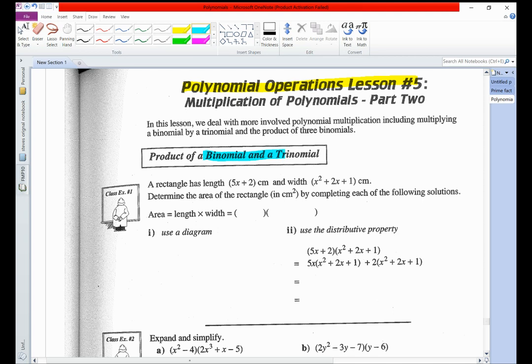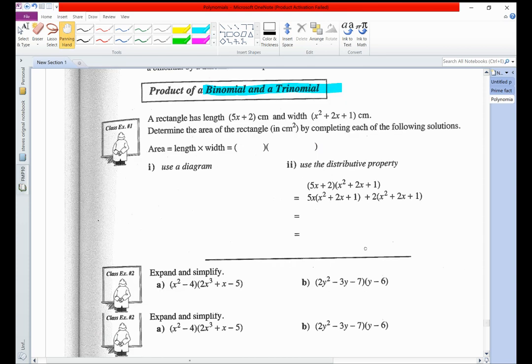So we're going to look at a binomial and a trinomial. It's the same idea. All the terms in the first bracket have to multiply all the terms in the second bracket. It's just a matter of doing it step by step so that you don't miss a term. There's so many little things going on that you can easily forget about something or miss a term, and the whole question gets messed up. So I would suggest showing your work, writing everything down, and going through it slowly.